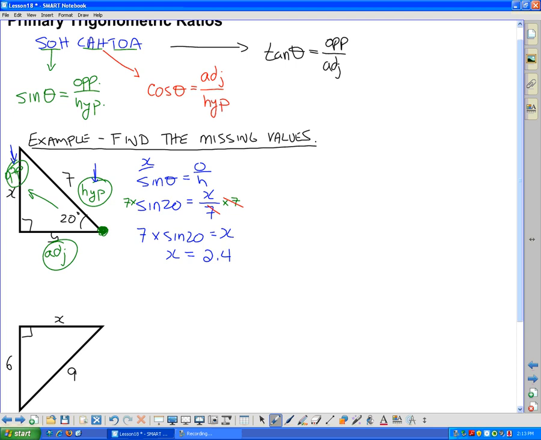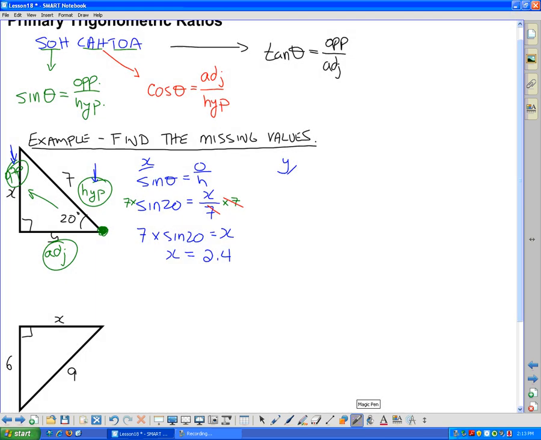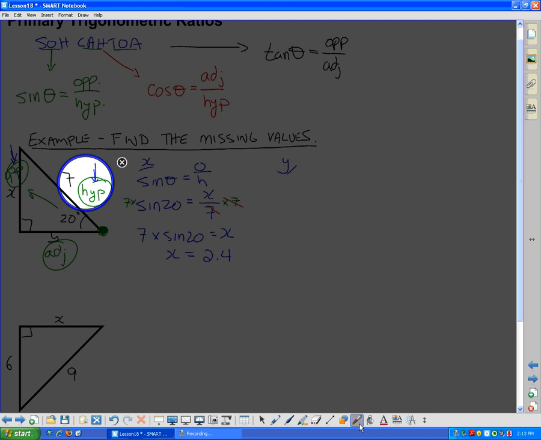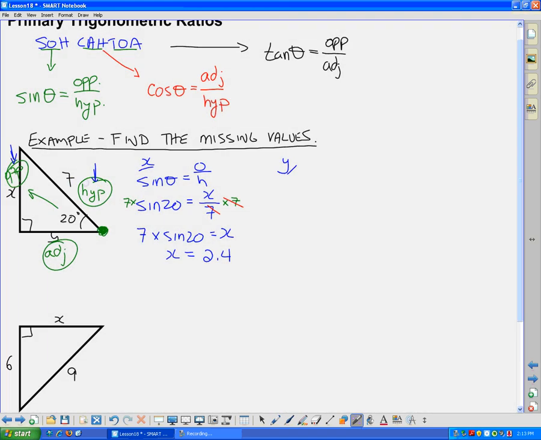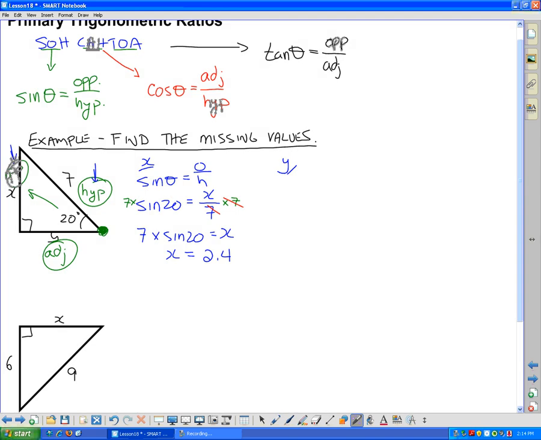All right. To solve for y then, similar process. So I'm looking for y. It's on the adjacent side, so I have to use a. The hypotenuse, h, is given, so I'm looking for a and h, and that would be a cos function for me. So cos theta is equal to a over h. So cos of 20 degrees is equal to, adjacent is y over 7.